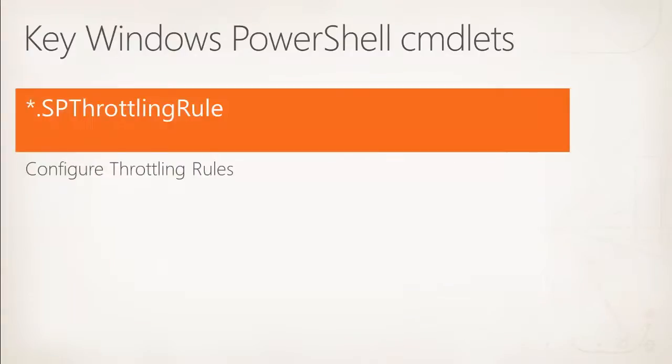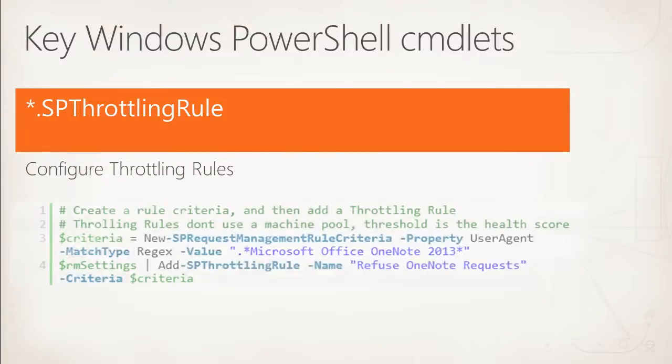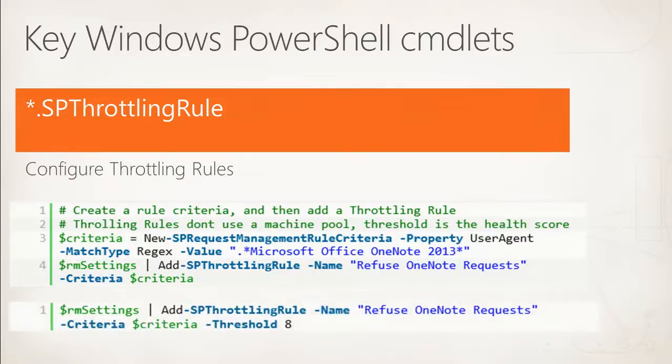Then we have throttling rules. Naturally, this allows us to configure throttling rules. There's an example on the slide where I've got my same criteria, and then I use Add-SPThrottlingRule, give it a name, and then add the criteria to the back of that. And then we have a rule active. I can also do so with a threshold on the end. In this example, it's the same as the one above, but this time I'm going to say this only kicks in when the health score is 8.